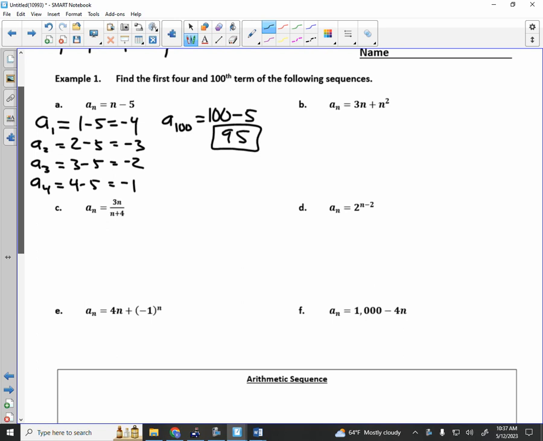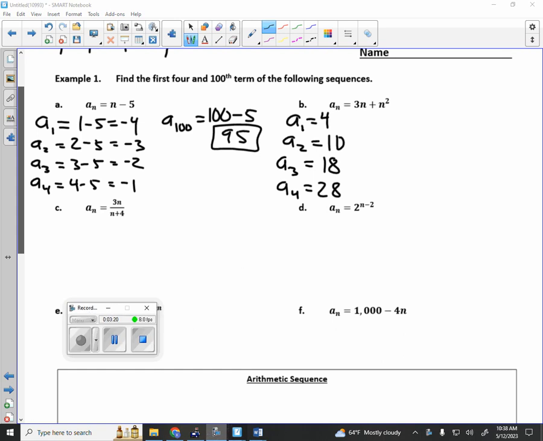Okay. In this situation, it's a little bit different. The first term is going to be 3 plus 1, which is 4. The second term is going to be, let's see, 3 times 2 is 6. And 6 plus 4 is 10. The third term will be 9 plus 9, which is 18. And the fourth term will be 12 plus 16, which is 28.